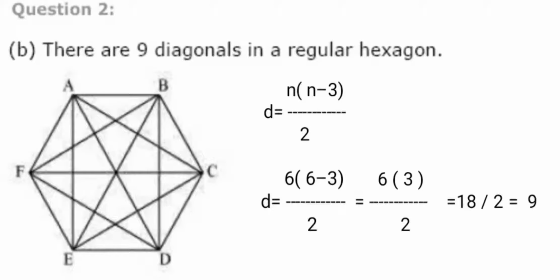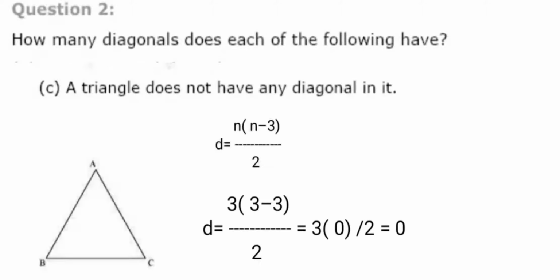And the number of diagonals of a regular hexagon is 9, where you put n equal to 6, because for a hexagon n equals 6. Putting n equal to 6, we get D equal to 9. So the number of diagonals is 9 here. Remember that formula. And for a triangle, the number of sides is 3. So putting n equal to 3 here, we get D equal to 0. So the number of diagonals of a triangle is 0.